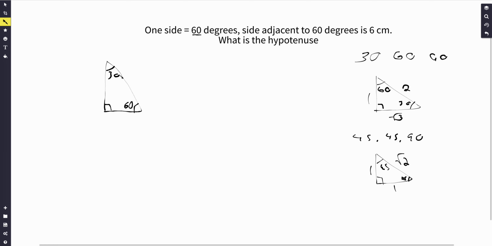Okay, and we know the side adjacent to the 60 degrees is 6 centimeters. So the side adjacent, let's see, go back to our SOHCAHTOA. SOHCAHTOA. Okay, we need to find adjacent. So which one has an adjacent? Sine doesn't have an adjacent. There's an adjacent in cosine and adjacent in tangent. So we'll keep those for now. We need to find the hypotenuse.